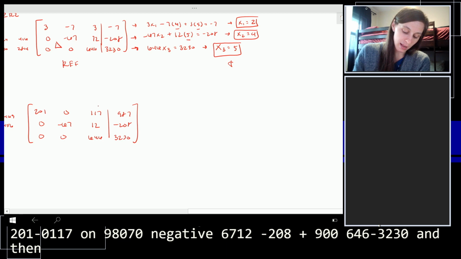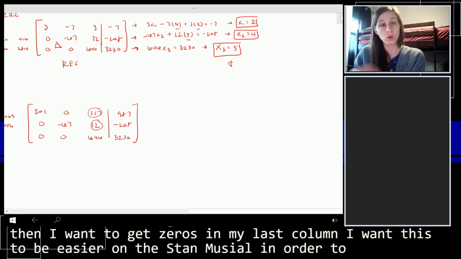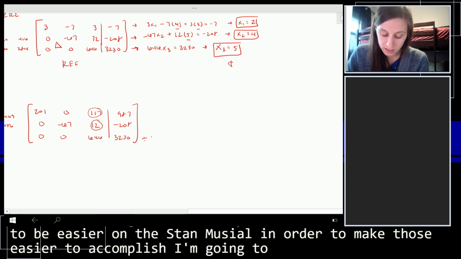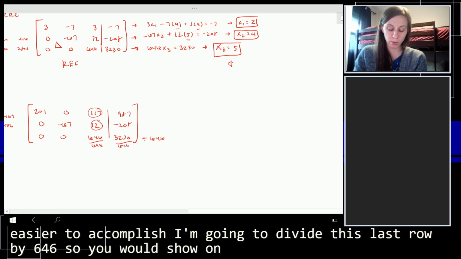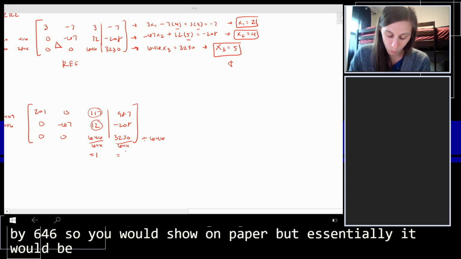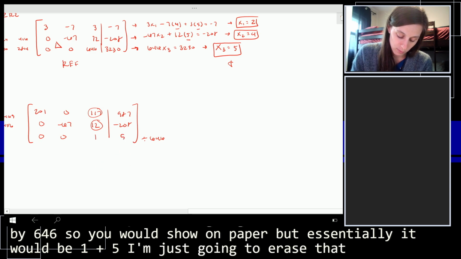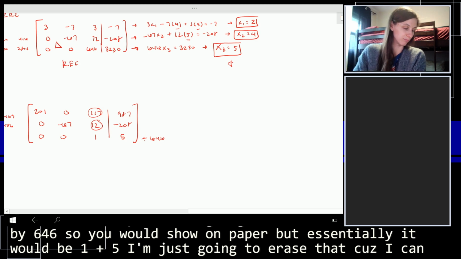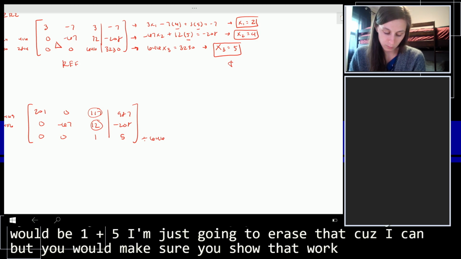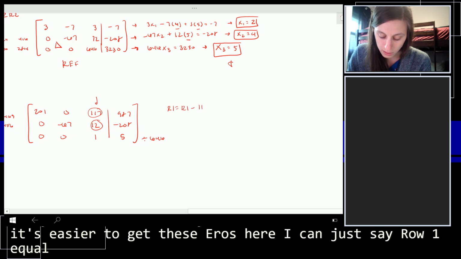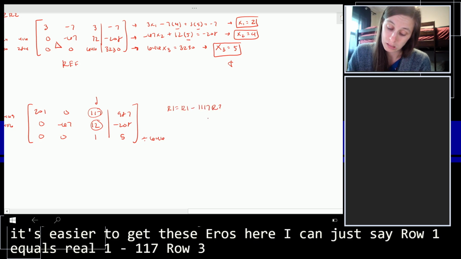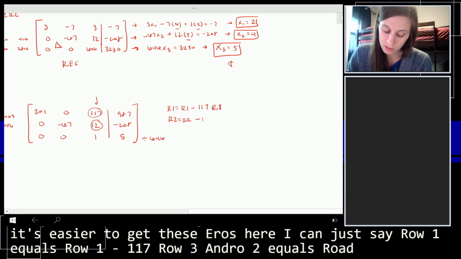And then I want to get zeros in my last column. I want this to be 0 and this to be 0. In order to make those easier to accomplish, I'm going to divide this last row by 646. So you would show that on paper, but essentially it would be 1 and 5. I'm just going to erase that because I can. But you would make sure you show that work. Which means it's easier to get these zeros here. I can just say row 1 equals row 1 minus 117 row 3. And row 2 equals row 2 minus 12 times row 3.